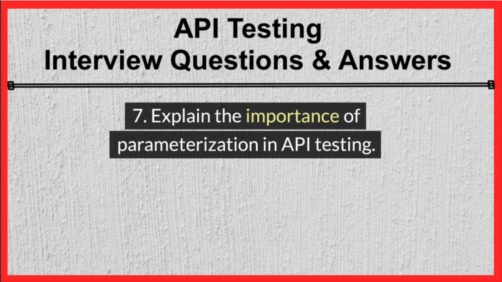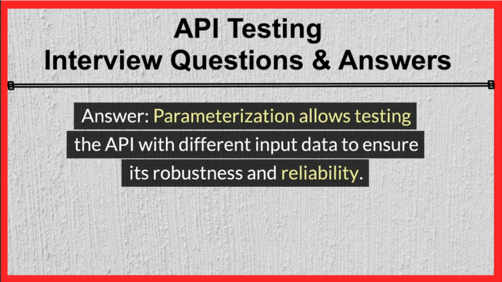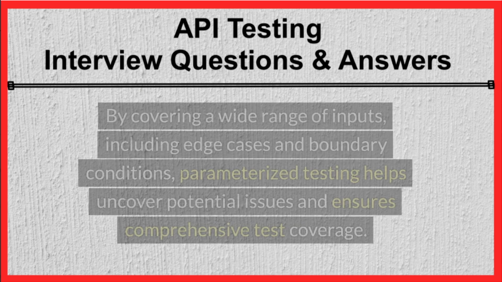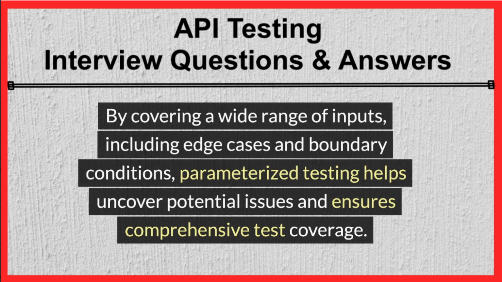7. Explain the importance of parameterization in API testing. Answer. Parameterization allows testing the API with different input data to ensure its robustness and reliability. For instance, in testing a payment gateway API, parameterization would involve testing with various payment amounts, currencies, and payment methods to validate the API's behavior under different scenarios. By covering a wide range of inputs, including edge cases and boundary conditions, parameterized testing helps uncover potential issues and ensures comprehensive test coverage.